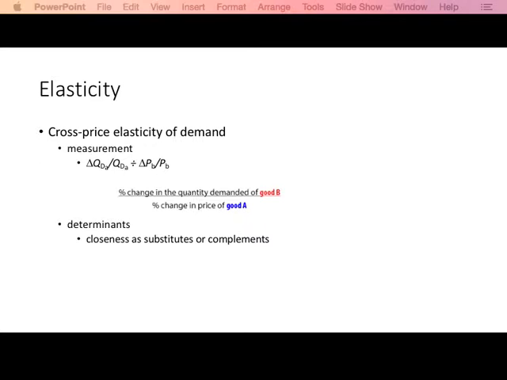You can give an example yourselves to calculate this. One example is that product A could be Xbox, product B could be games. If the price of games increases, demand for Xbox most likely declines. So we can calculate the cross price elasticity for Xbox with respect to the change in the price of games using this formula. Or you can also calculate the quantity demanded for Xbox with respect to the price of Sony PlayStation.